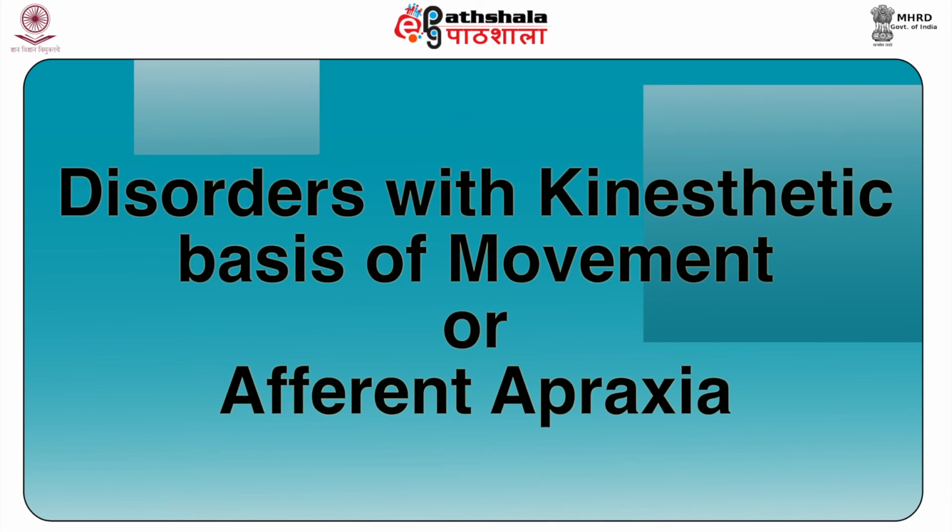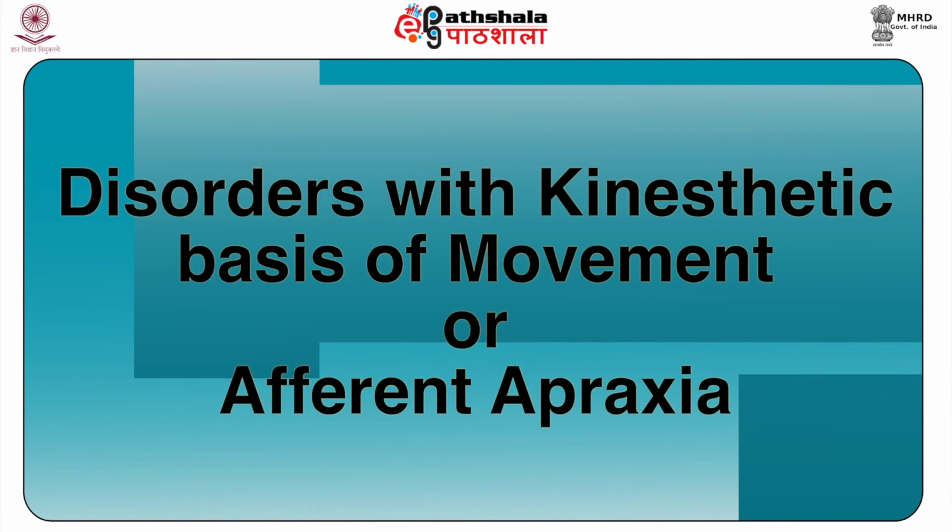Disorders with kinesthetic basis of movement, or afferent apraxia. The lesions in this case are on the post-central gyrus on the opposite side of the imparted movement. It produces diffuse uncoordinated movements. In order to test this, the blindfolded patient is asked to place his hand on one position and then place the other hand at the same place in the same orientation. He may also be asked to reproduce the position of the hand as made by the clinician.